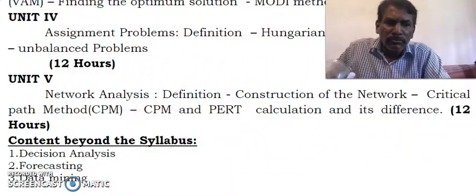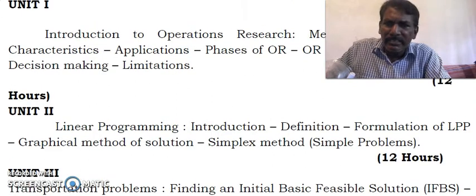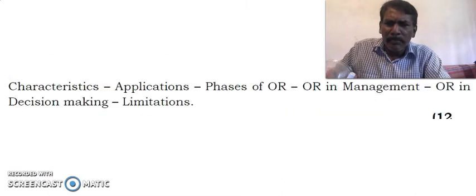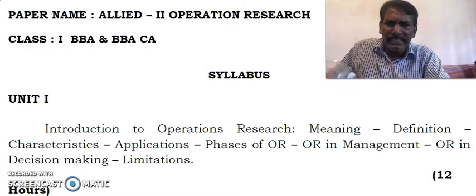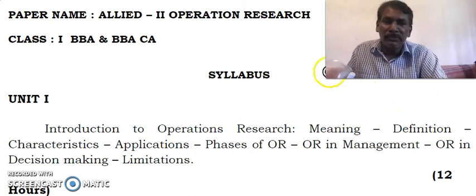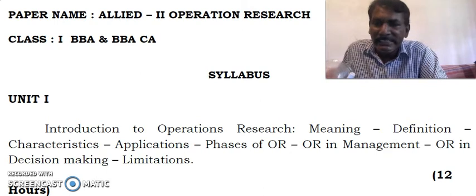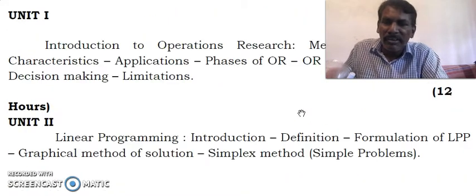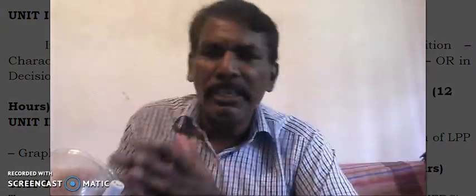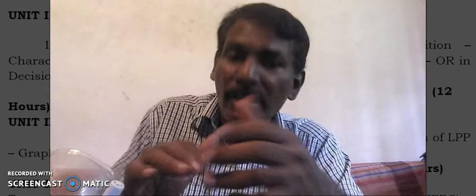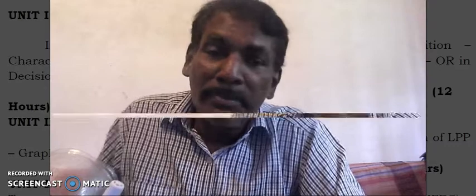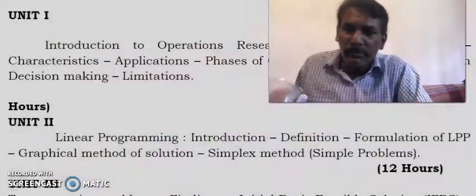Okay, so the first one is about the basic idea. You should know what operations research is and how it came into being, and what the basic idea, limitations, and advantages are. All those things you have to understand. And in the second unit we talked about the linear programming problem, how to formulate a linear programming problem. After formulating, we have to try to solve the problem by the graphical method or the simplex method. That's one thing that you have to understand.